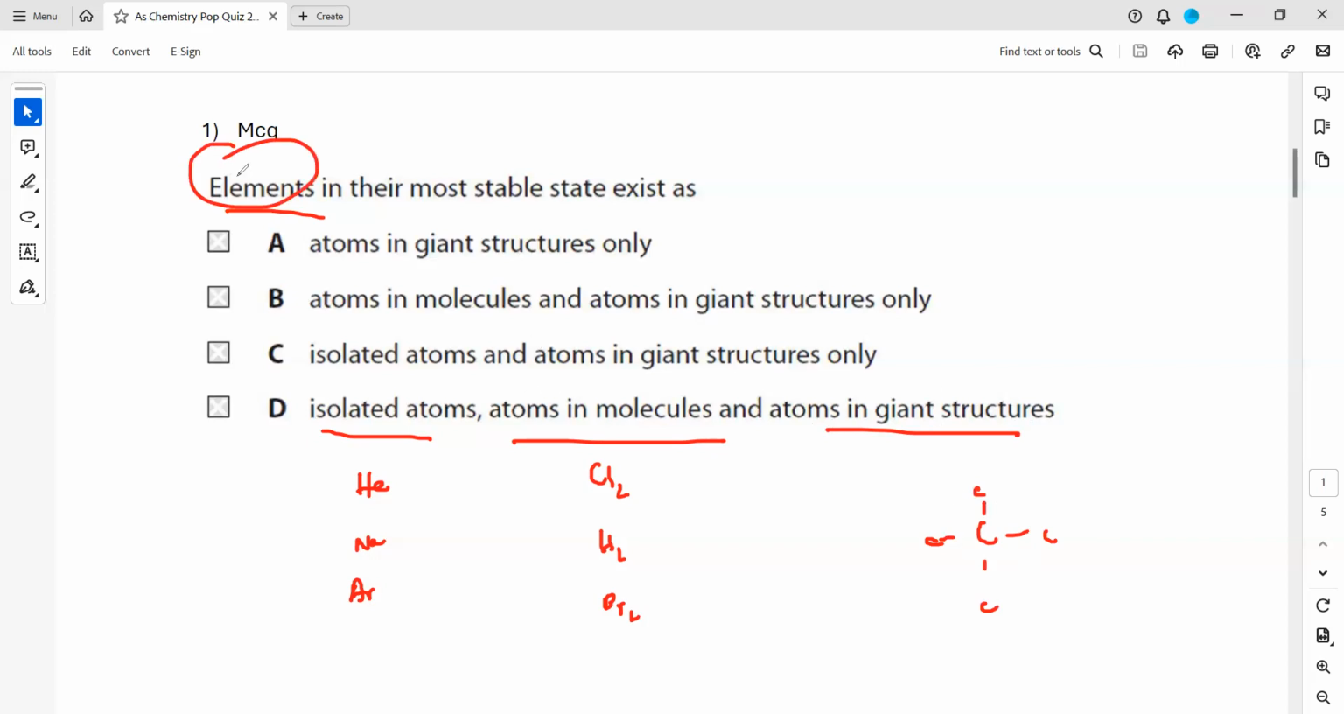So in the element state, when a substance is an element, its stable state can exist as an isolated atom. It can be a molecule or it may have a giant structure. That's why option D is a valid answer for this.